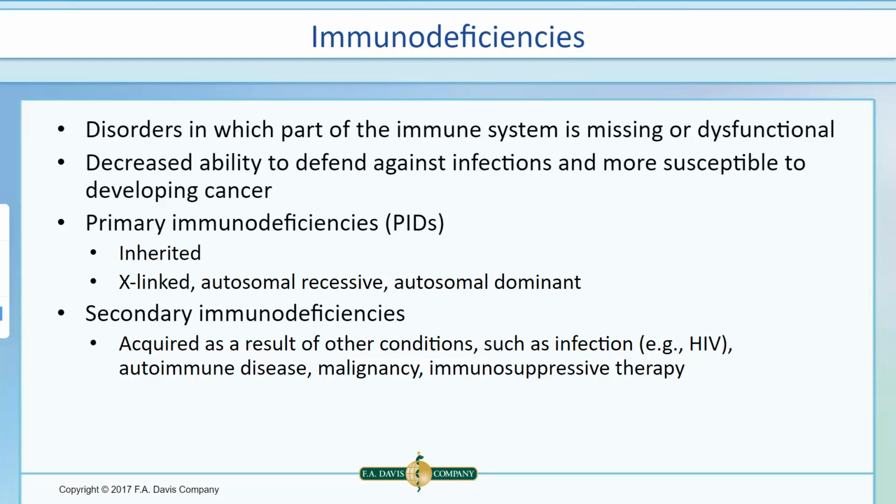There's primary and secondary immunodeficiencies. Primary immunodeficiencies are inherited, so you're born with them. They could be X-linked, autosomal recessive, or autosomal dominant. Secondary immunodeficiencies are acquired as a result of conditions or are picked up throughout your lifetime. So you could get an infection like human immunodeficiency virus, which causes acquired immunodeficiency syndrome, or AIDS, autoimmune diseases, malignancy, or immunosuppressive therapy. Exposure to certain types of toxins and chemicals throughout your life can also decrease your immune system.